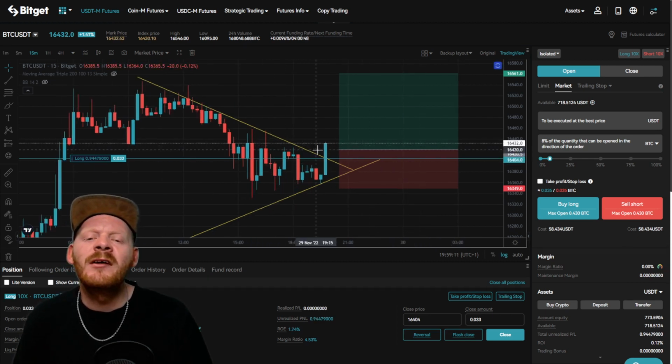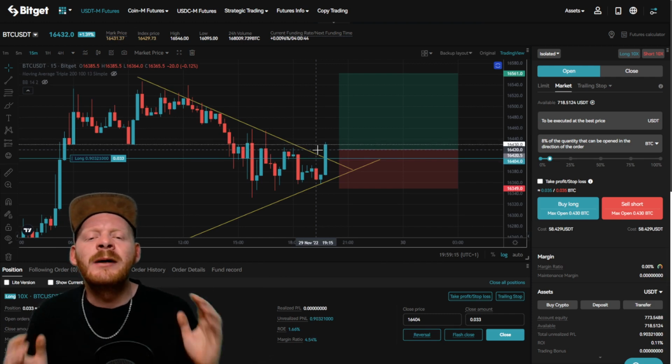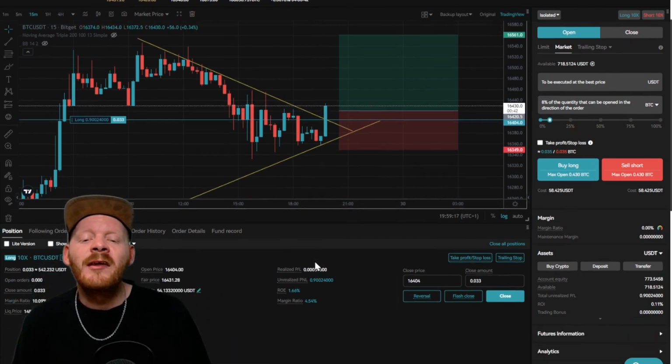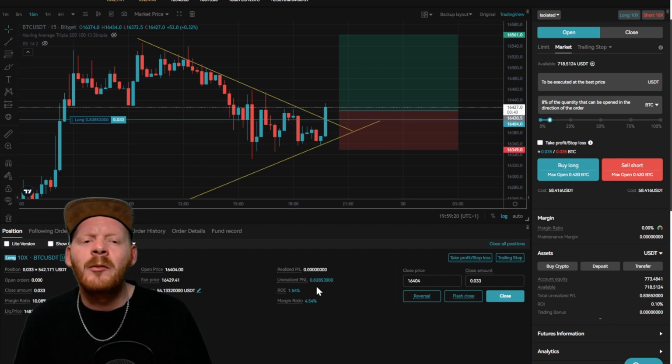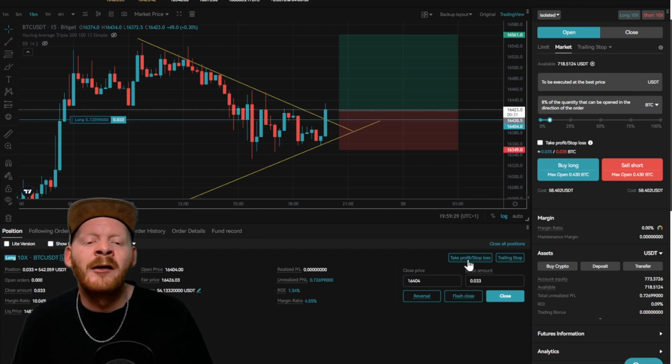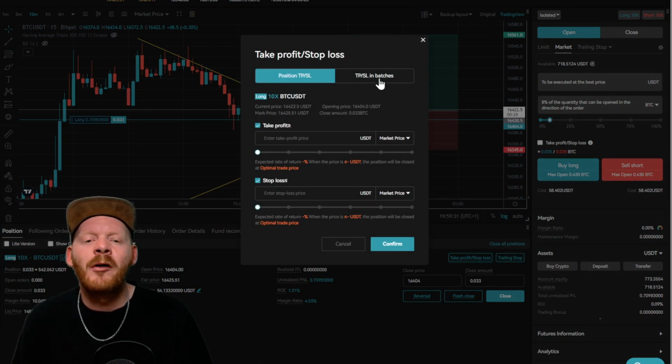And at the moment you can see that Bitcoin is really breaking out and that this long position is a really good buy at the moment. And you can see that we are up by nearly $1 at the moment. So now we're going to set the stop loss if you haven't selected the options to put your stop loss and your take profit before you're going to open your trade. And then you click on take profit and stop loss in batches.